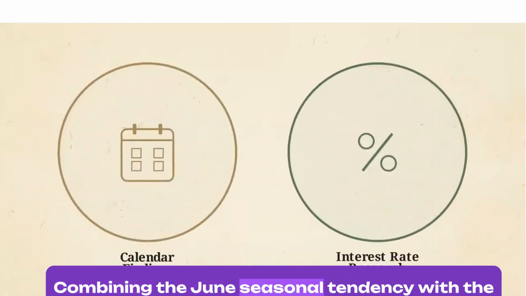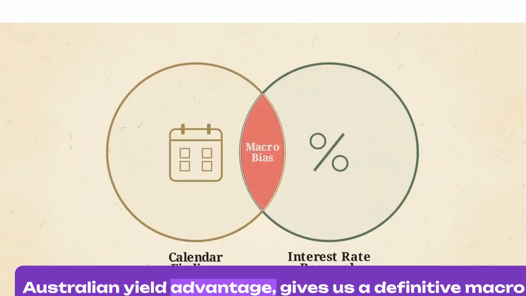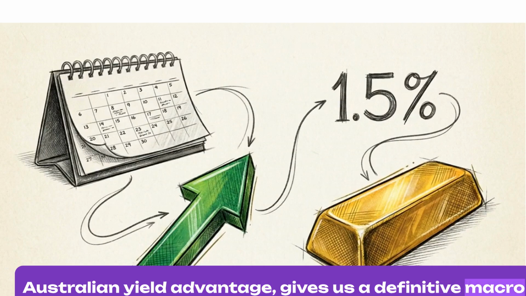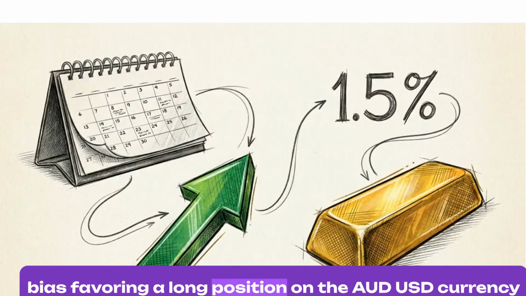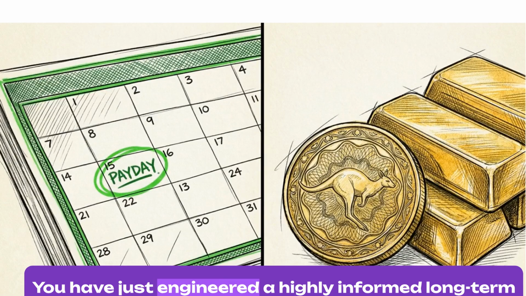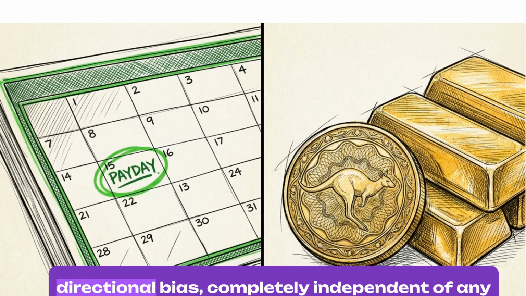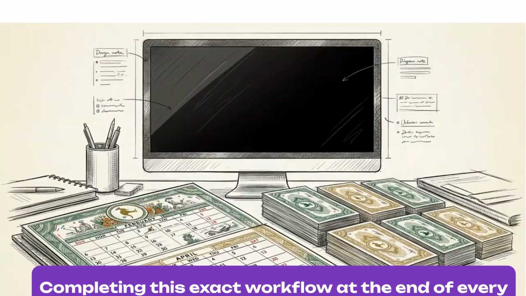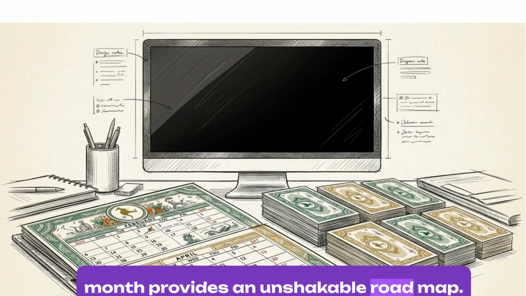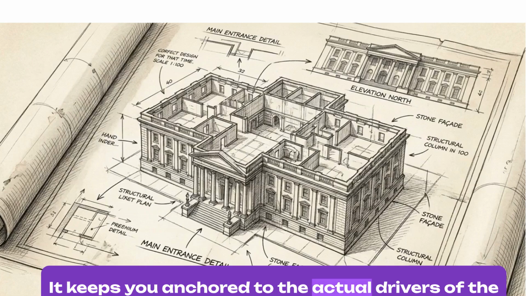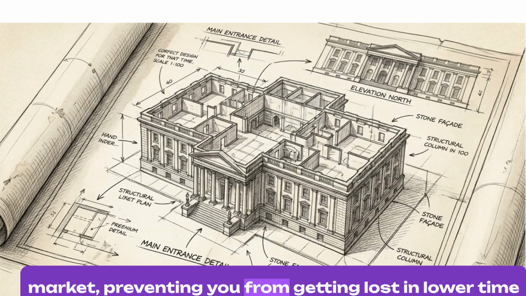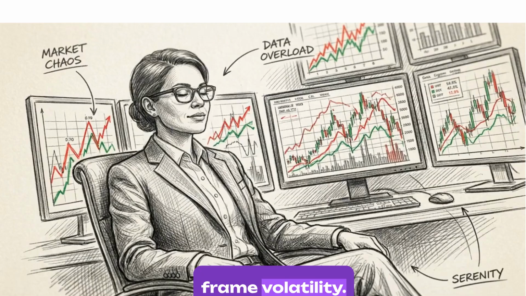Combining the June seasonal tendency with the Australian yield advantage gives us a definitive macro bias favoring a long position on the AUD-USD currency pair. You have just engineered a highly informed, long-term directional bias, completely independent of any technical indicators. Completing this exact workflow at the end of every month provides an unshakable roadmap. It keeps you anchored to the actual drivers of the market, preventing you from getting lost in lower timeframe volatility.